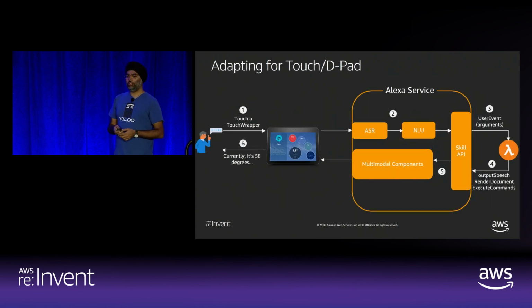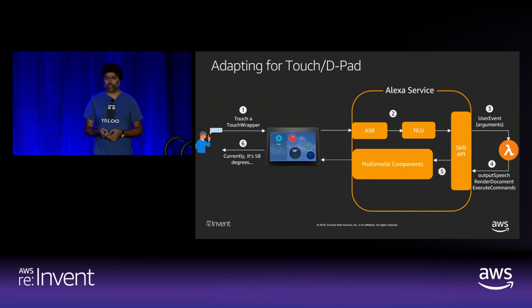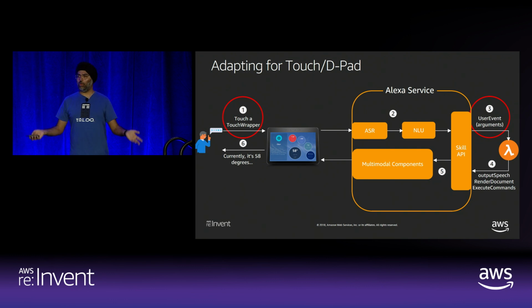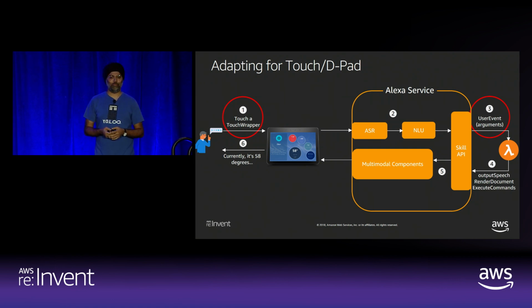So if we go back to the diagram that I showed off at the start, the skill request life cycle, two things happen differently. One, the customer touches a touch wrapper, either by using the remote control or by touching the screen, depending upon the device. And your skill gets a user event skill request instead of a voice intent skill request. Everything else looks the same. Your skill can still respond with voice or an APL document or whatever it needs, but those two steps change because the input's coming in from a different modality.